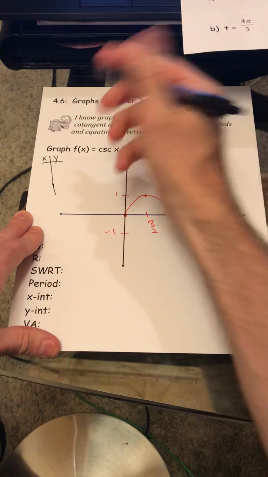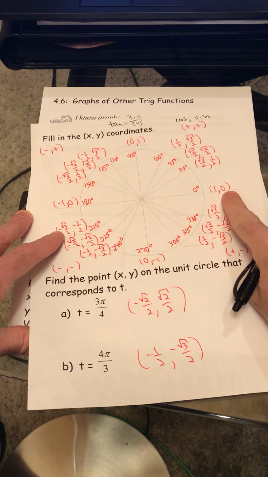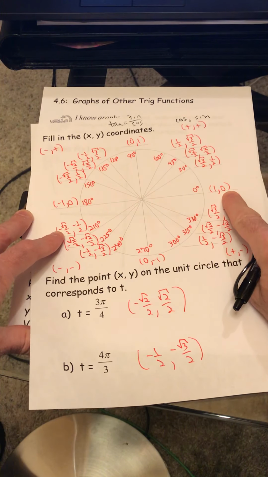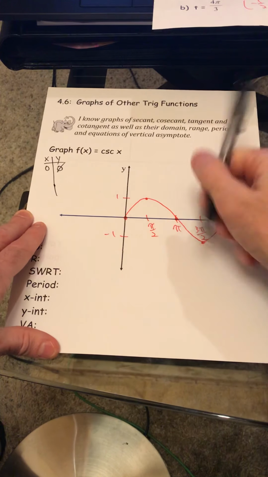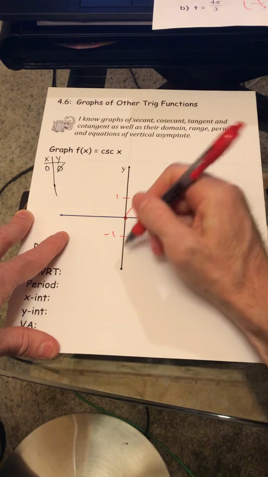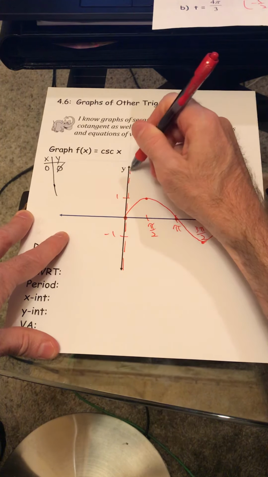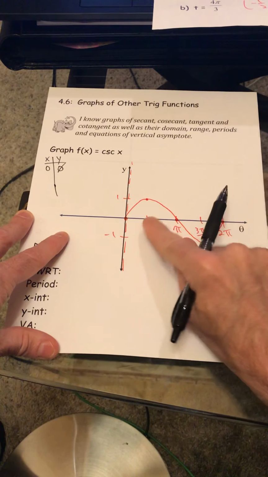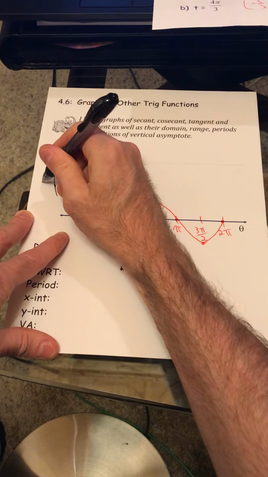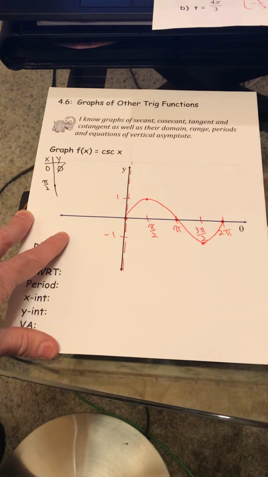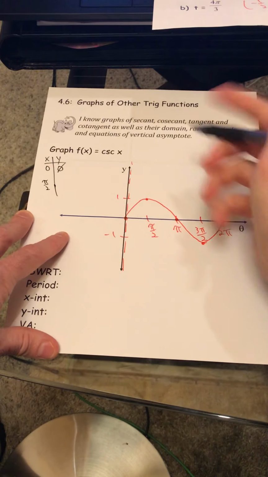Well, I'm going to start certainly at 0. Remember, sine, of course, is the y value. Well, what's the reciprocal of 0? It's actually undefined. So what that means is we're going to have a vertical asymptote at 0. Now, kind of like we've done before, I'm going to leave a space. We're going to use the 5 critical points, then we'll go back and fill in.